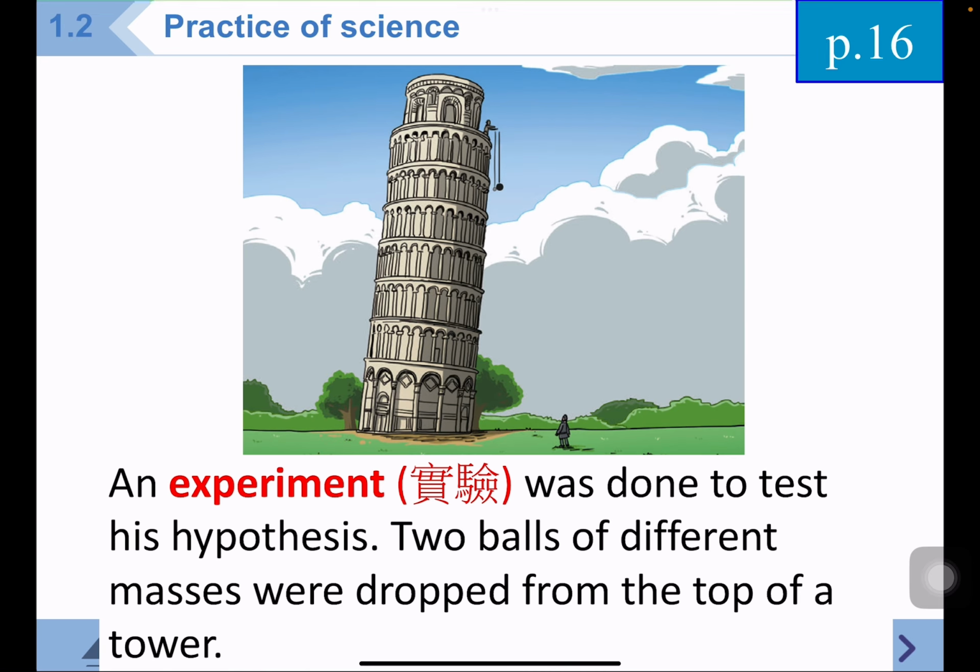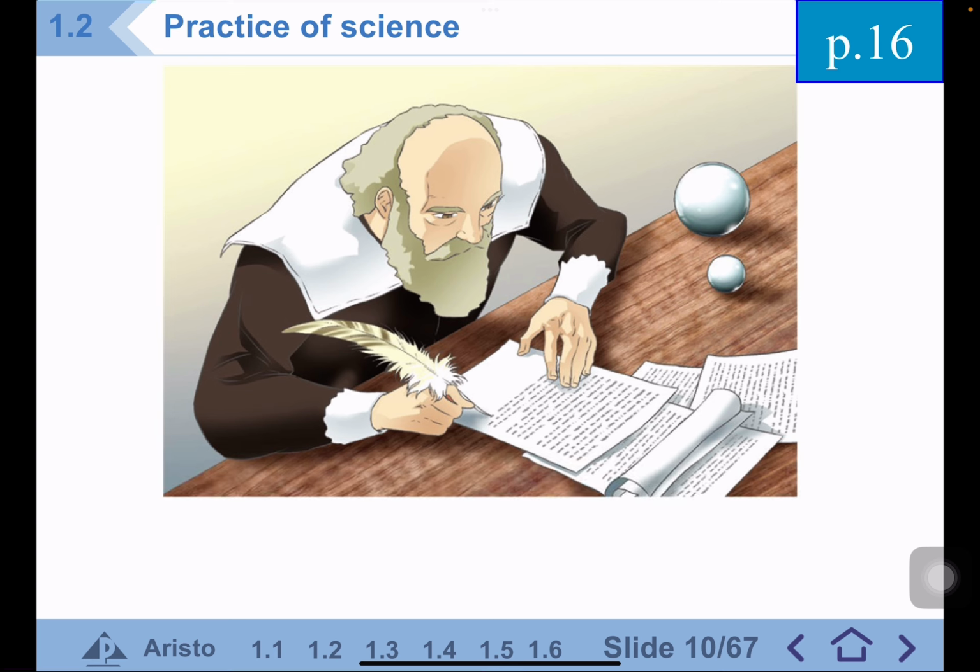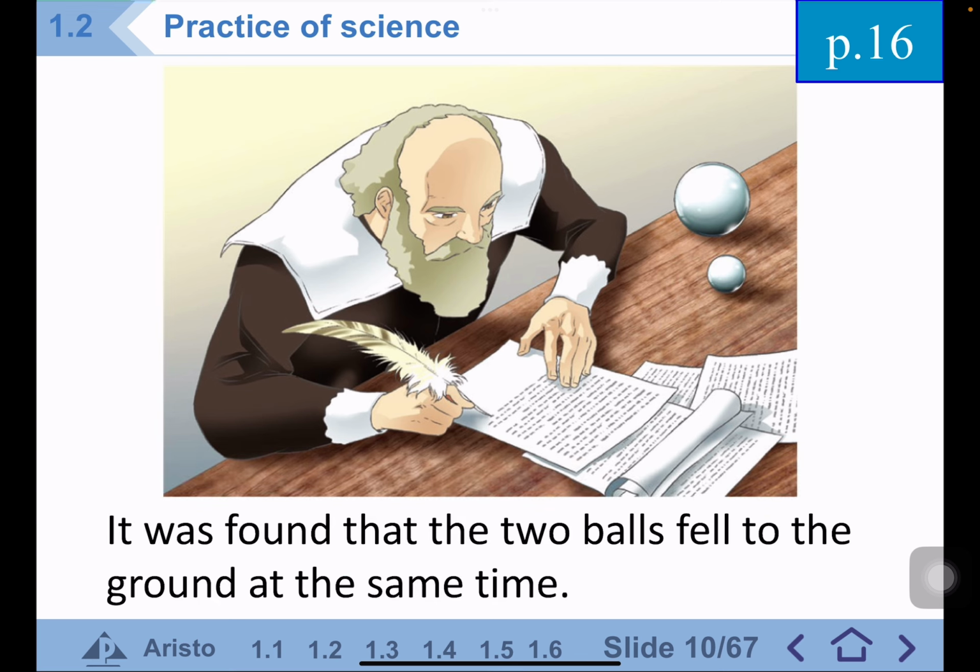So then he did an experiment to test his hypothesis, because his hypothesis is just a possible answer. He wants to test whether it is true or not. He dropped 2 balls, one larger and one smaller, one heavier, one lighter, with different mass. But after that, it was found that the 2 balls fell to the ground at the same time. So this is how he got the result of his experiment.